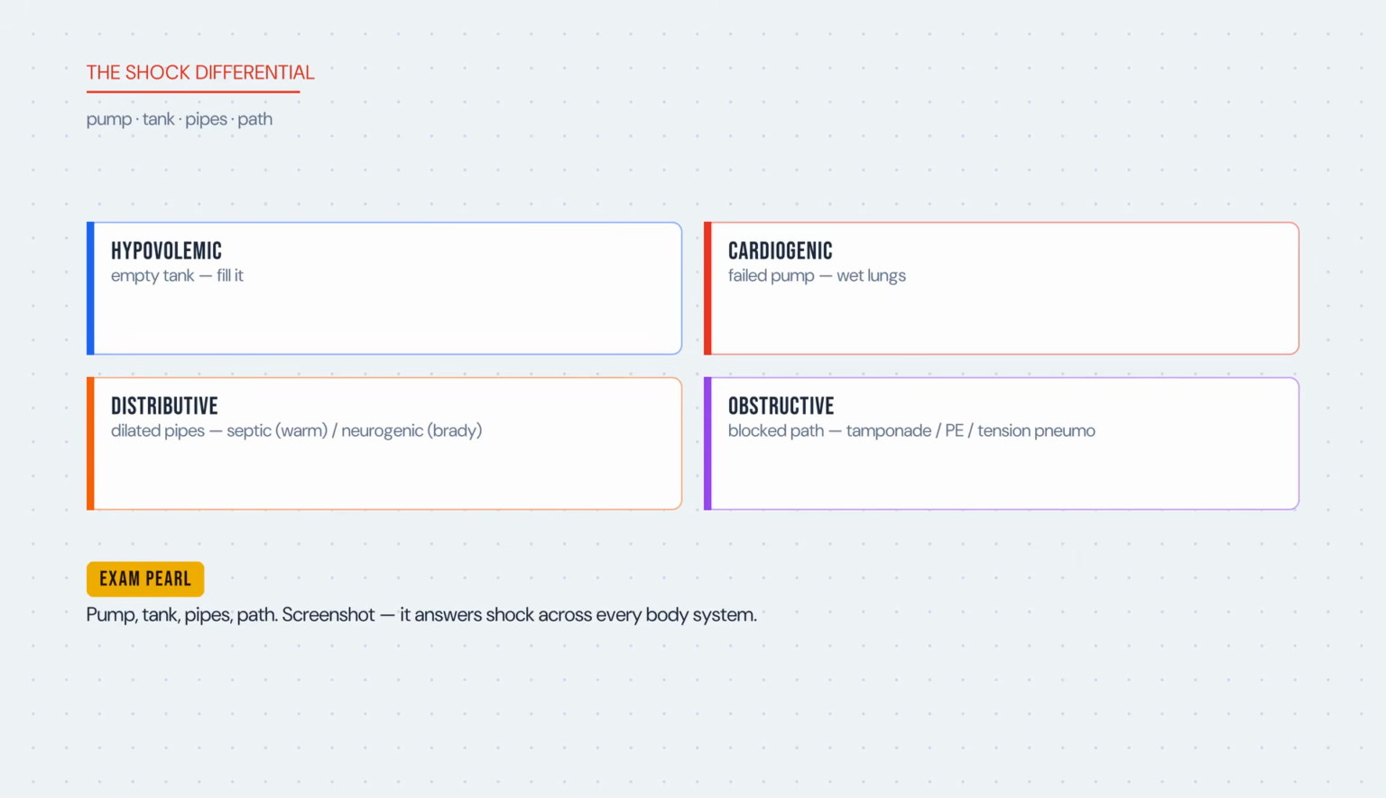Distributive shock, the pipes have dilated so the same volume no longer fills the space. Septic shock is the common one, and in early sepsis the skin is often warm, the opposite of the others. Neurogenic shock is distributive too, and it is the one with bradycardia instead of tachycardia. And obstructive shock, something is physically blocking flow. Tamponade, tension pneumothorax, massive pulmonary embolism. Full tank, working pump, blocked path.